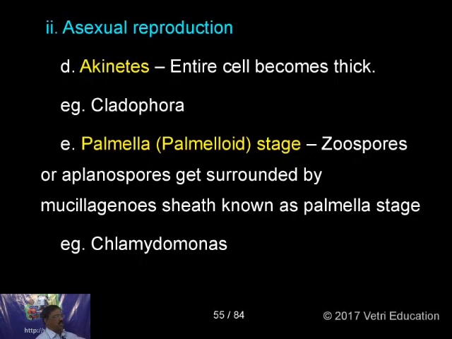Palmella is the name of an alga. In that particular stage, if any plant looks like Palmella, it is a palmelloid stage. So the zoospores or aplanospores, when conditions are not favorable, are surrounded by a gelatinous layer and take some rest. Whenever the conditions are favorable, these spores come out and give the new plant. Example, Chlamydomonas. Since the Chlamydomonas cells look like Palmella, it is a palmelloid stage.